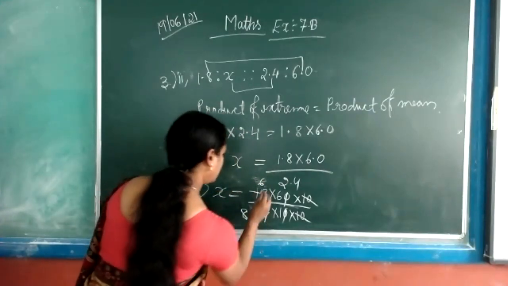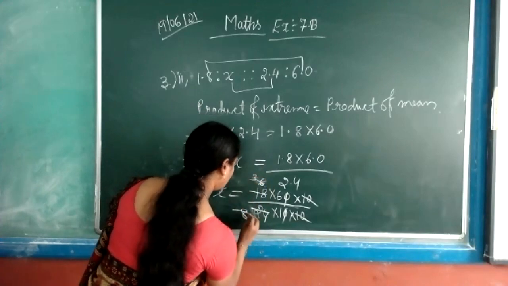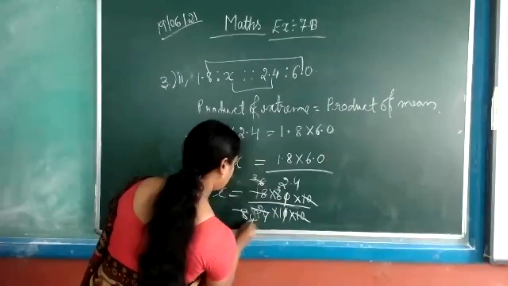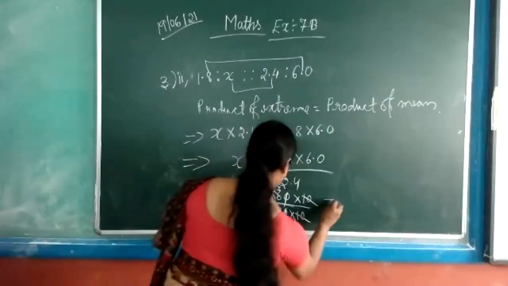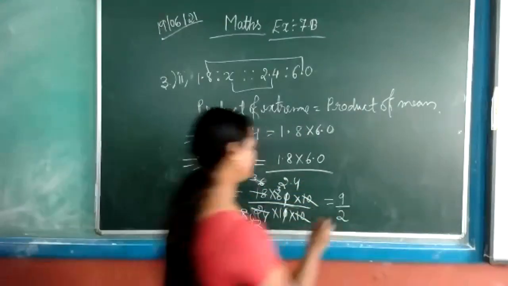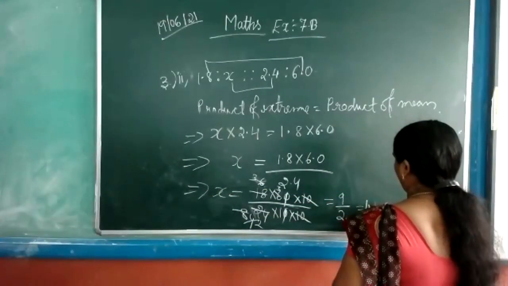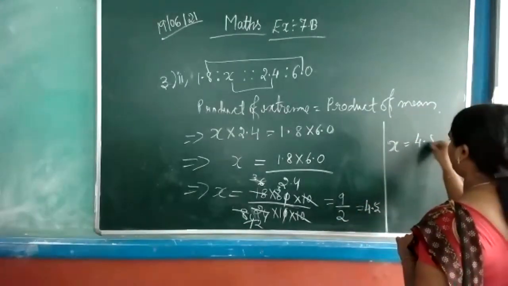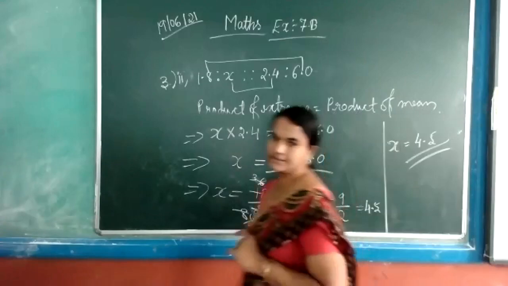Then again 2 threes are 6, 2 fours are 8, then again 2 threes are 6, 2 twos are 4. That means 9 upon 2 we got. Again we have to convert it, that means we will get 4.5. That means x is equal to 4.5. Answer.